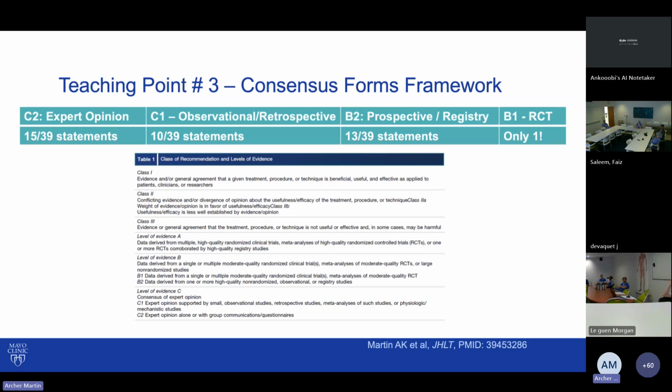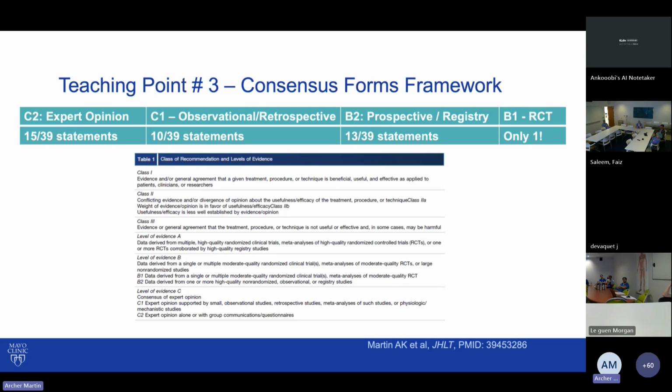We looked at the whole host of levels of evidence to make our recommendations. You can see those classes here. When we look at the lowest level of evidence, C2, which is expert opinion, out of our 39 intraoperative statements, 15 of those were based on C2. That doesn't mean that those are bad statements.